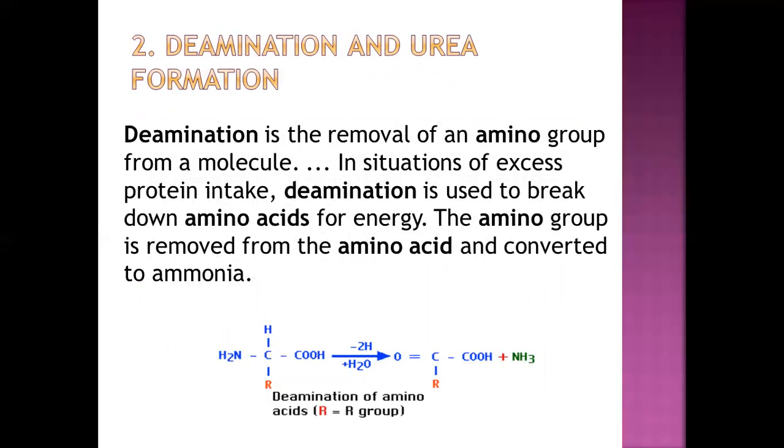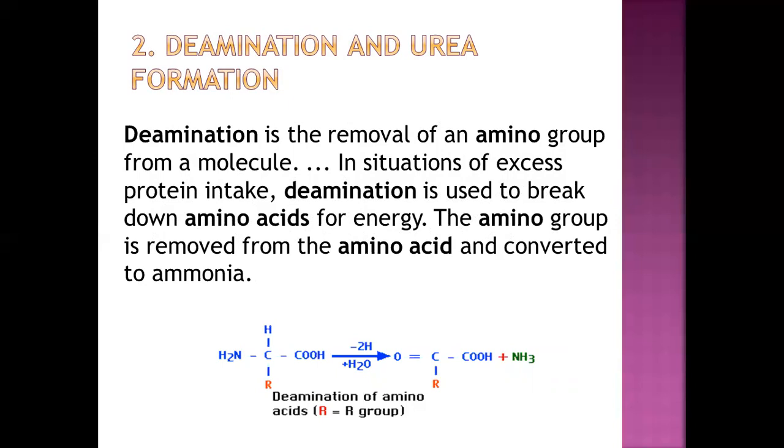Second is deamination and urea formation. Urea formation is the formation of urea, and deamination means the removal of the amino group from a molecule. This major function is performed by the liver in situations of excess protein intake. When there is much protein present in the body, amino acids need to be broken down for energy. So the amino group is removed and converted to ammonia with the help of the liver.